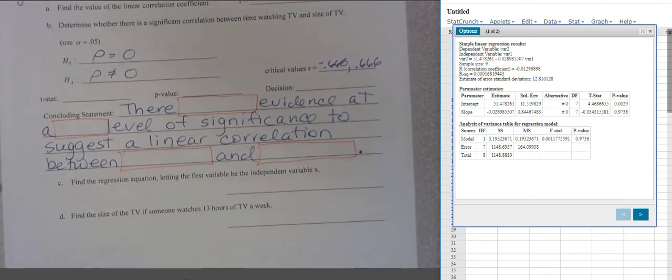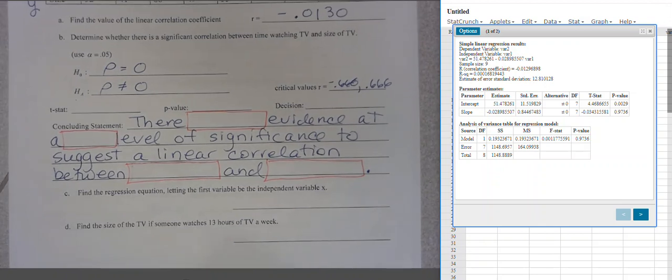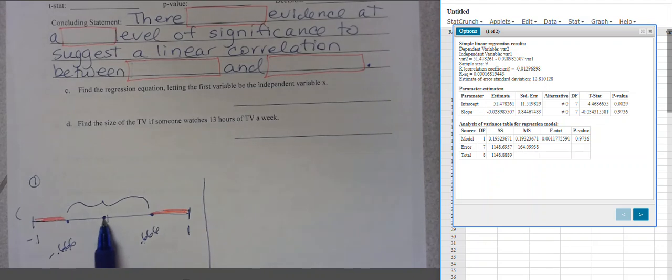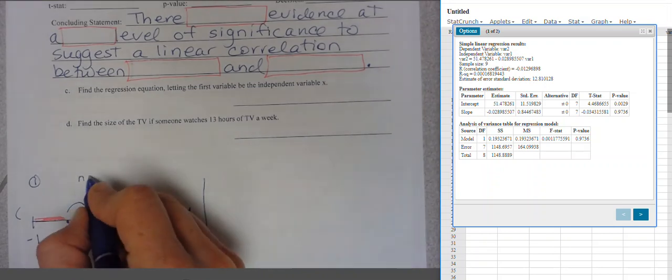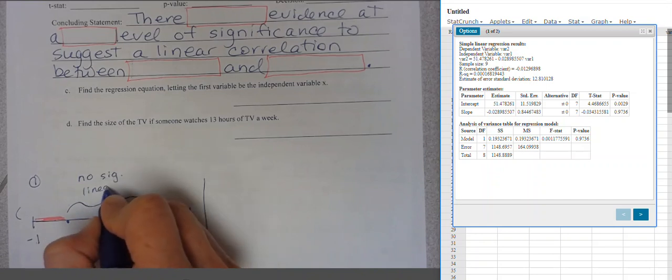Now, let's look at R. R was right here, negative 0.01, it's just about right here. So it's fallen in this zone here. Anything between here and here, we would say there's no significant linear correlation.